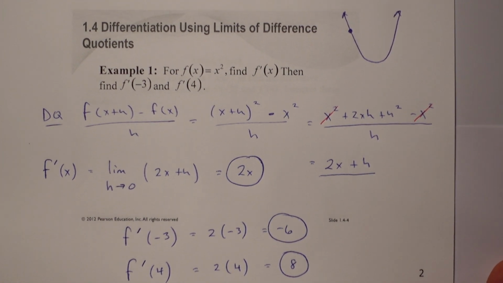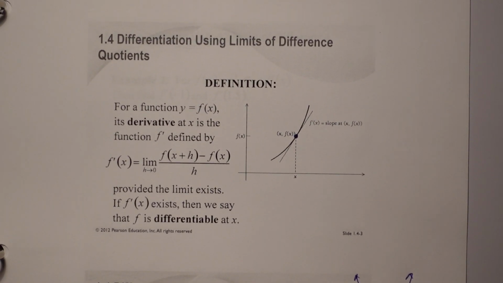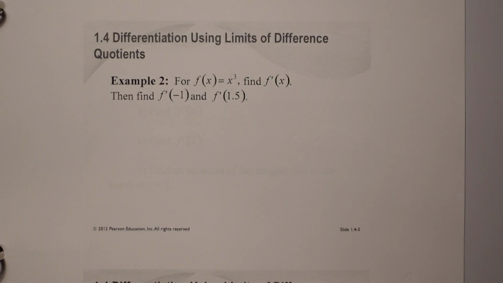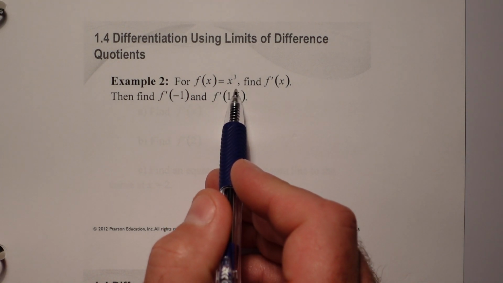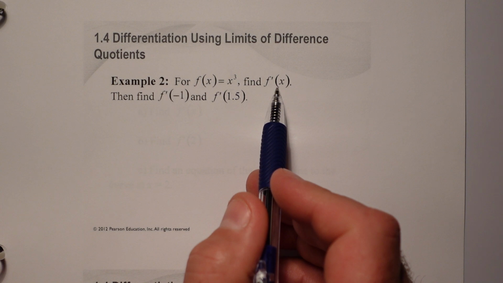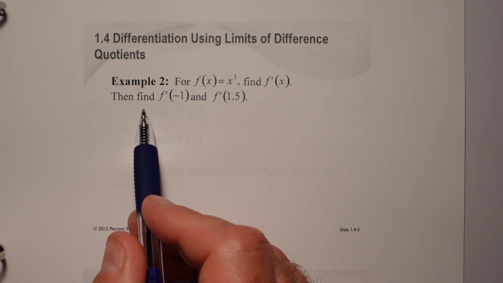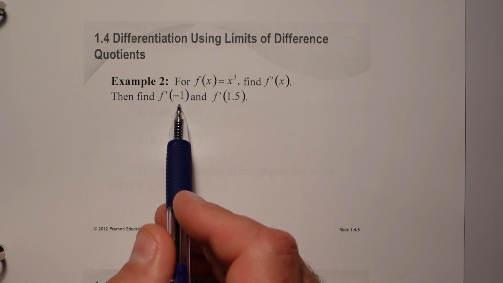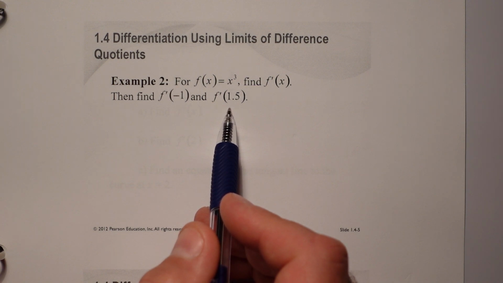All right, we're going to go a little bit further at this point. So let's turn our guided notes to the top of page 3. In our next example, they give us the function f of x equals x cubed. They want us to find the derivative and then evaluate that derivative at negative 1 and at 1.5.